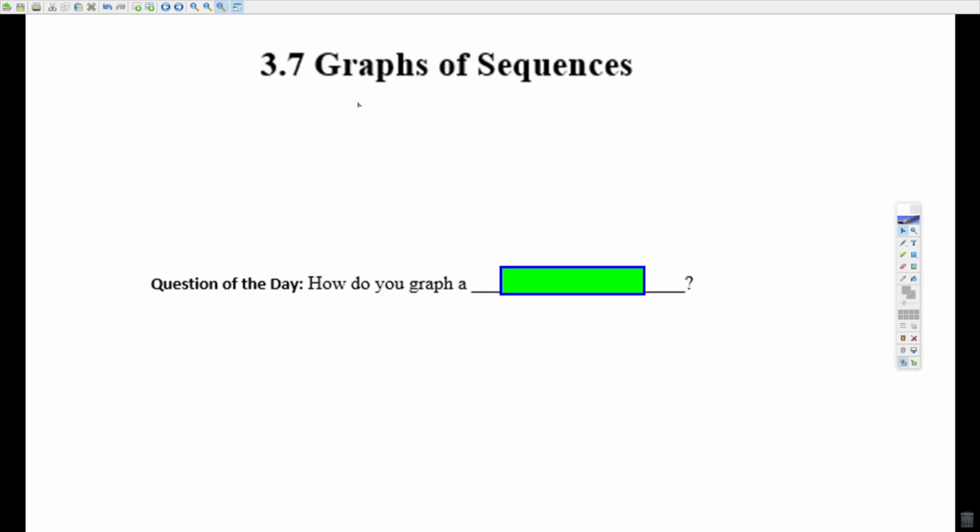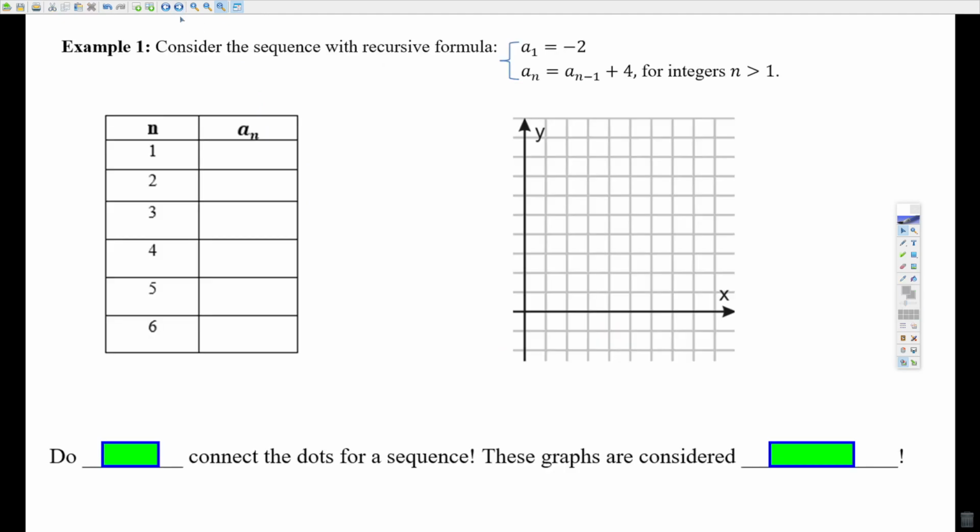We're going to move on and do some more with sequences. We're going to start graphing them. So the question for today is, how do you graph a sequence? For the most part, sequences are not too difficult to understand, and the graphs are also kind of the same, not too difficult.